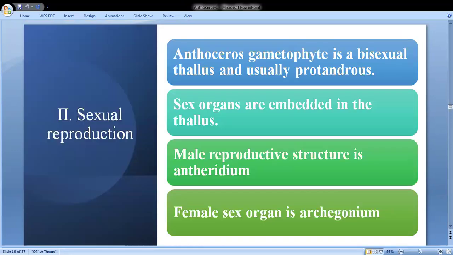So coming to the second one, sexual reproduction. Anthoceros gametophyte is a bisexual thallus and usually protandrous. What is the meaning of protandrous? Very simple. Protandrous means the male sexual organs develop before the female sexual organs.